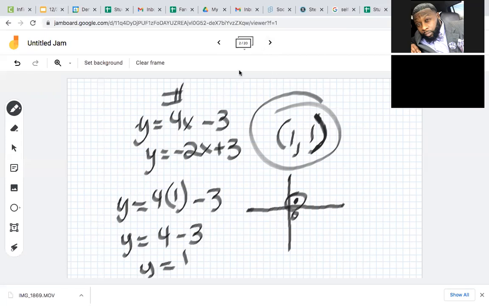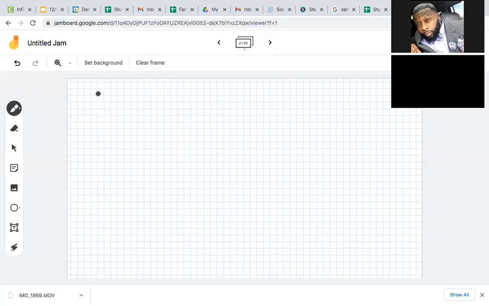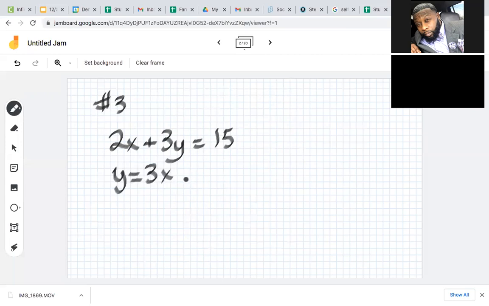So number 3. You want to read number 3? Yeah. 2x plus 3y equals 15. And what's the second? Y equals 3x minus 17. Yes. All right.